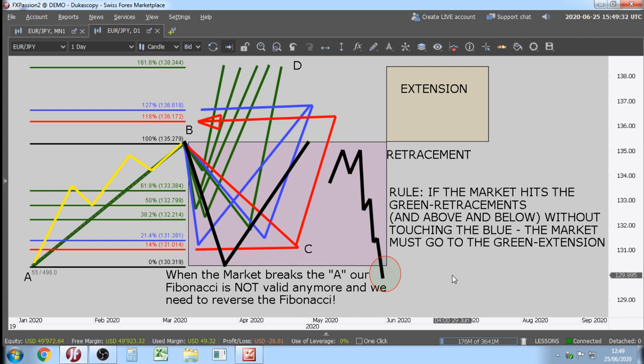What difference between a break and touching the A? Great question, time to shine. If the market touches the A, then black goes to black, 0 goes to 100. But if the market breaks the A, then you need to reverse the Fibonacci. If the market just touches the A, the Fibonacci is still valid. It doesn't happen a lot of the time, but it happens from time to time. Okay.